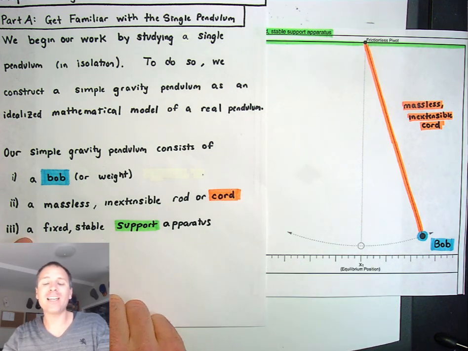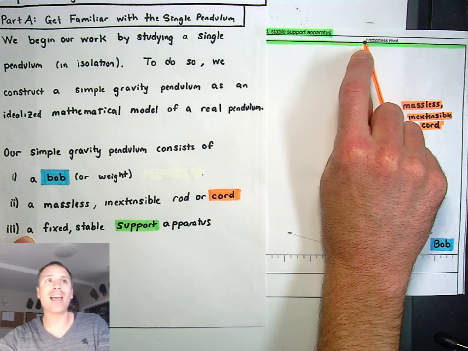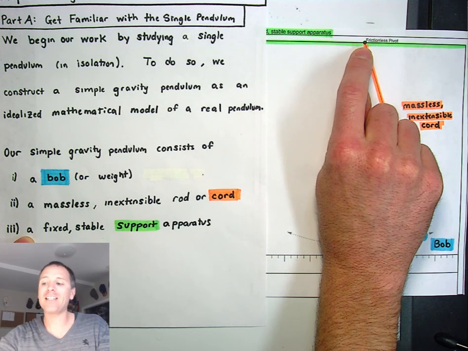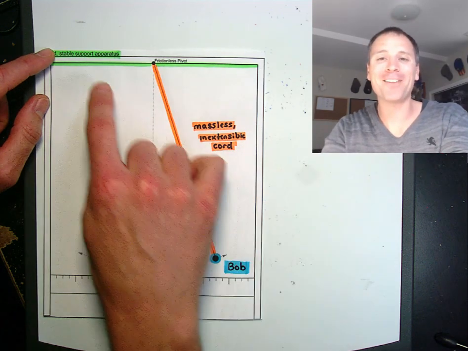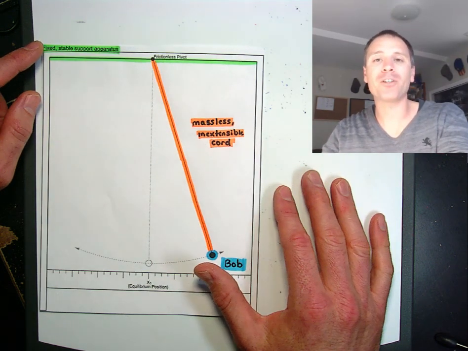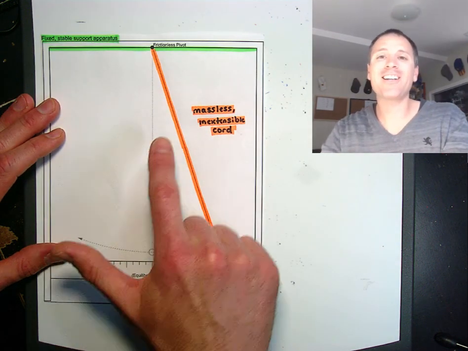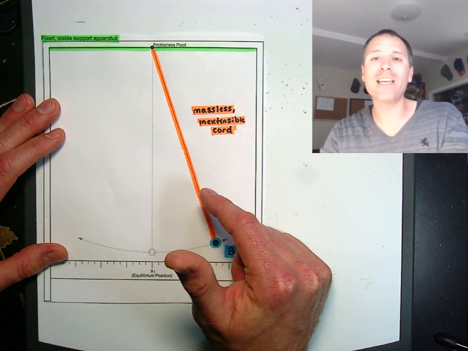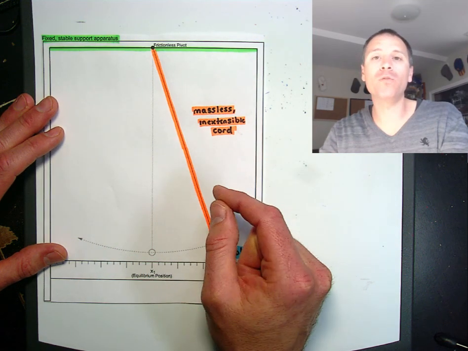The third thing that we need is a fixed structure to which we're going to attach the other end of our cord, and that thing doesn't move. With those three components, the bob, the cord, and the structure, we have a simple gravity pendulum, a model of a real pendulum in life. The next thing we're going to do is actually discuss how to attach those three components together to allow the pendulum to move as we expect.